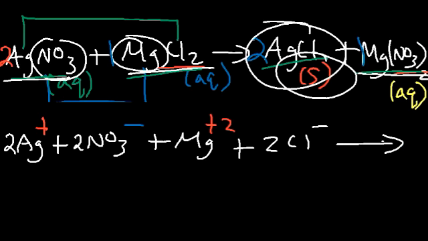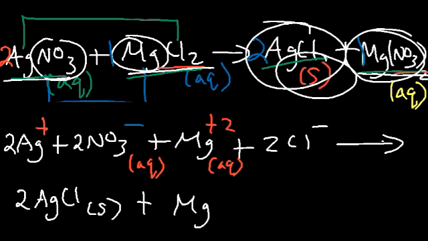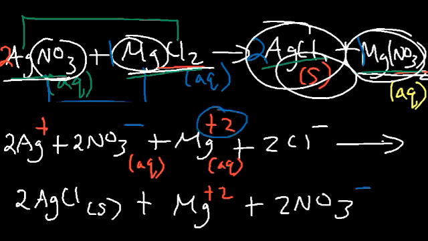AgCl is a solid, so we're going to leave it that way. Everything that we separate into ions, all of these are in the aqueous phase, by the way. And then magnesium nitrate, we could separate that into Mg2+ and 2 nitrate ions. If you're submitting this into an online assignment, typically, instead of writing +2, you may have to write 2+. Now, this is the total ionic equation.